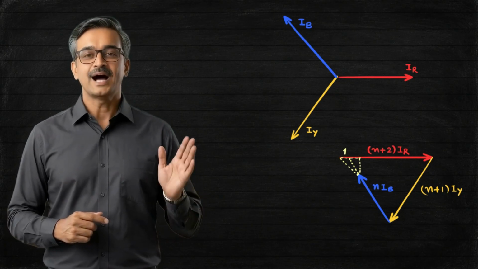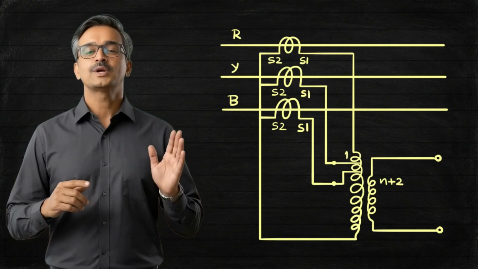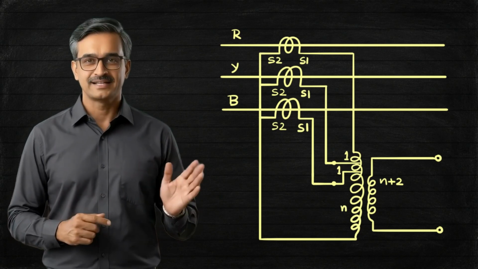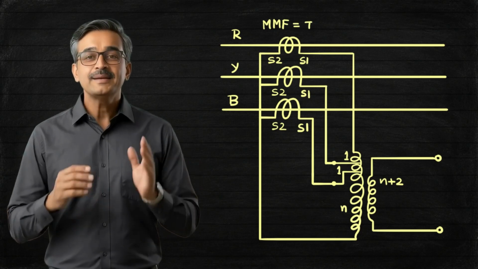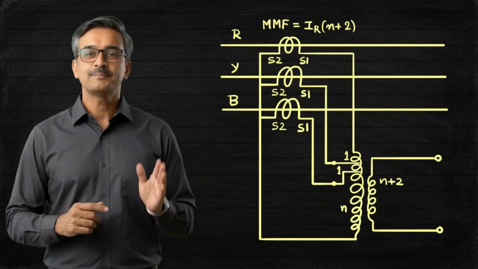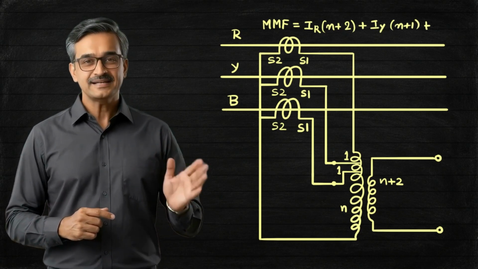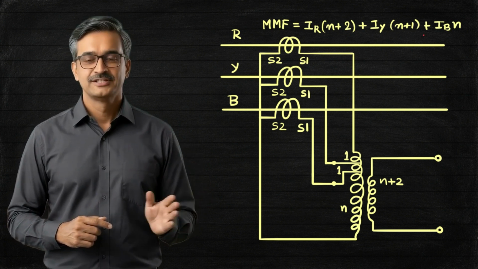Now let us understand how the transformer behaves under different fault conditions. Now what is the MMF produced by this transformer? It is nothing but MMF = IR(N+2) + IY(N+1) + IB·N. Now let us examine different situations.